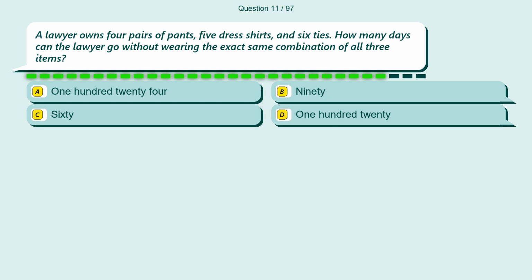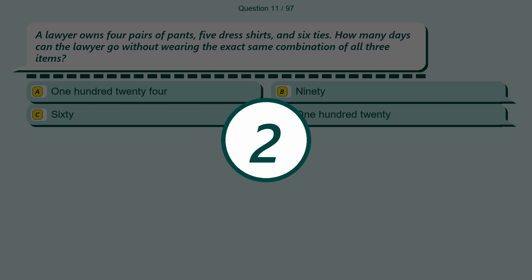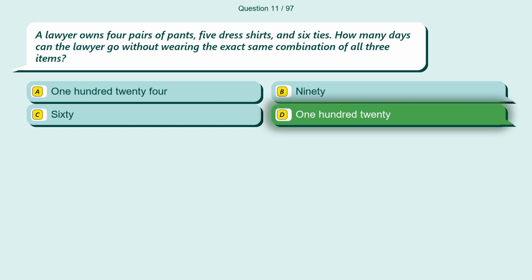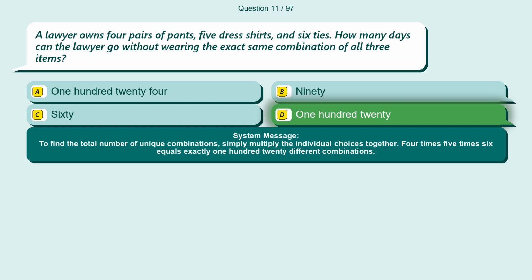Question 11. A lawyer owns 4 pairs of pants, 5 dress shirts, and 6 ties. How many days can the lawyer go without wearing the exact same combination of all 3 items? Option A, 124. Option B, 90. Option C, 60. Option D, 120. The correct answer is option D, 120. To find the total number of unique combinations, simply multiply the individual choices together. 4 times 5 times 6 equals exactly 120 different combinations.